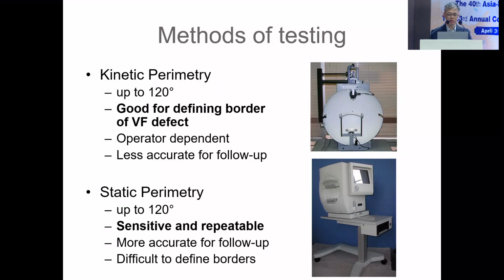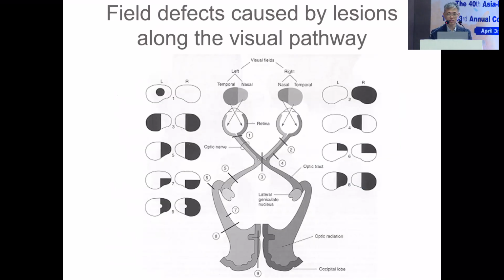Kinetic perimetry, the Goldmann is still very much useful, and now you have Goldmann kinetic perimetry built into many of the Octopus or the Humphrey perimeters as well, and of course we have our usual static perimetry. We're all familiar with this, as I mentioned earlier.